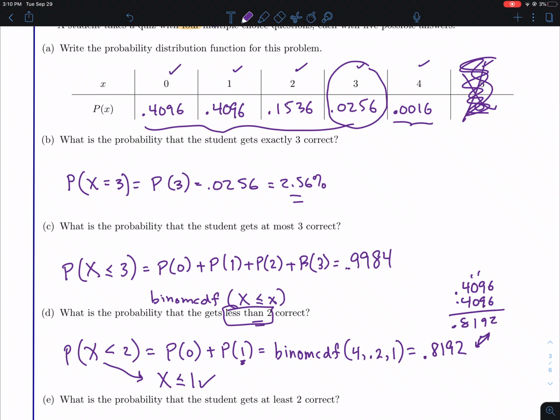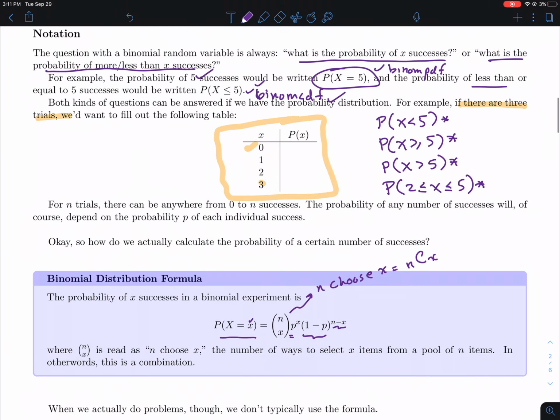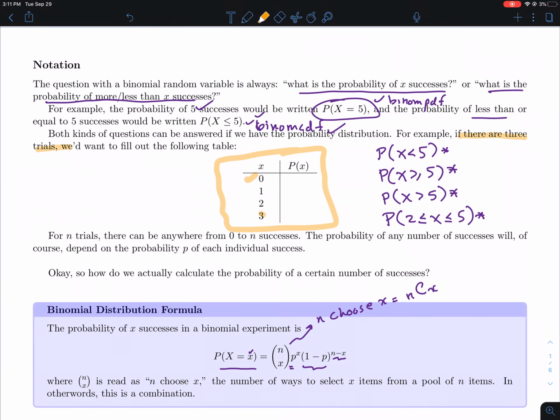Because sometimes you have to get a little creative with the binomial CDF to get the answer that you want. All right. So we've kind of answered the equals, we've answered the less than or equal to, we've answered the straight less than. So if we scroll back up to our chart, we've solved this kind of problem, and now this kind of problem. So I'm assuming these other ones are coming up.